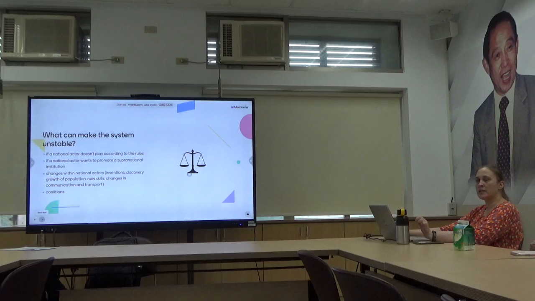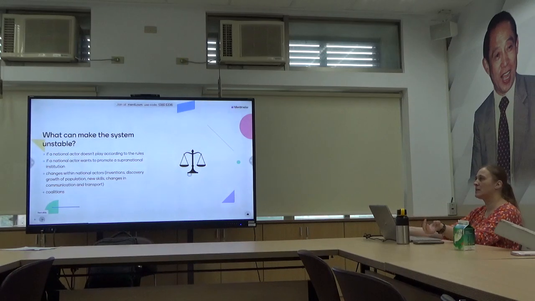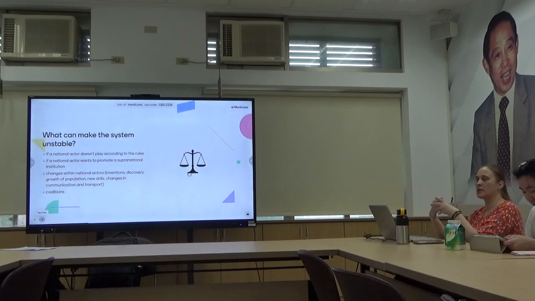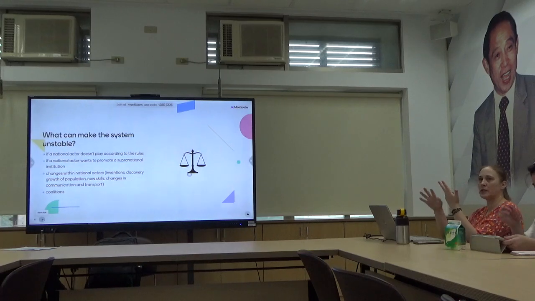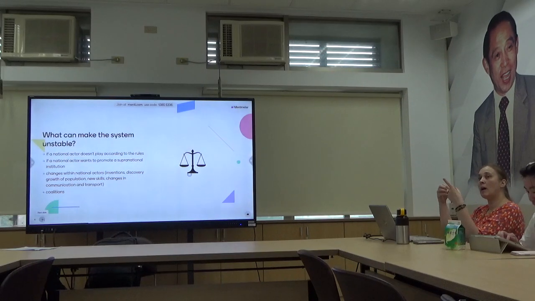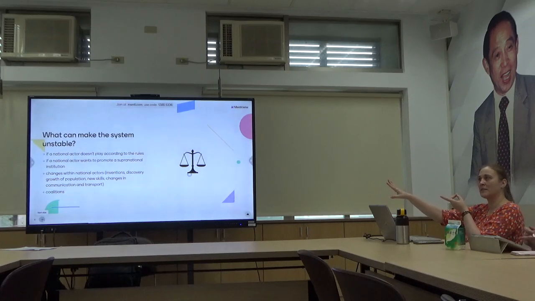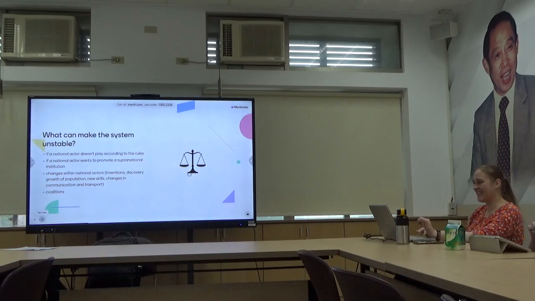And coalitions. Coalitions are basically, say, friendships between the countries. So if you imagine that there are like 3 countries in the system, okay? There are more, but let's say there are 3. So if 2 of the countries team up against the 3rd country, this is really dangerous for the system, right? So it's not a good thing.